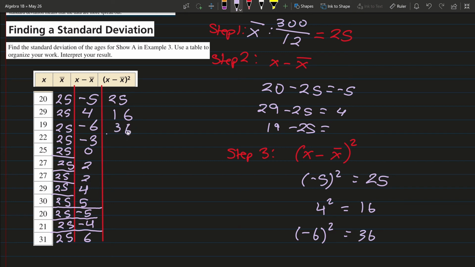And you can do that for all of them. Negative 3 squared, 9. 0 squared is 0. 2 squared is 4. 2 squared is 4 again, 4 squared is 16, 5 squared is 25, negative 5 squared is also 25, negative 4 squared is 16, 6 squared is 36. And if you had a hard time with this, make sure to pause the video and try to do this yourself. It's really important.